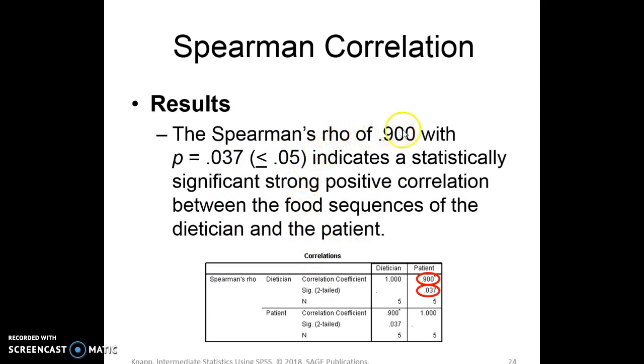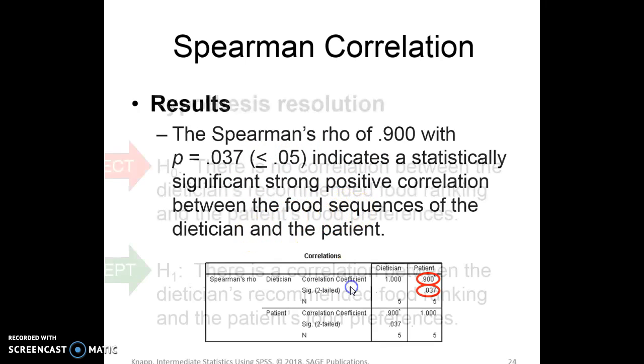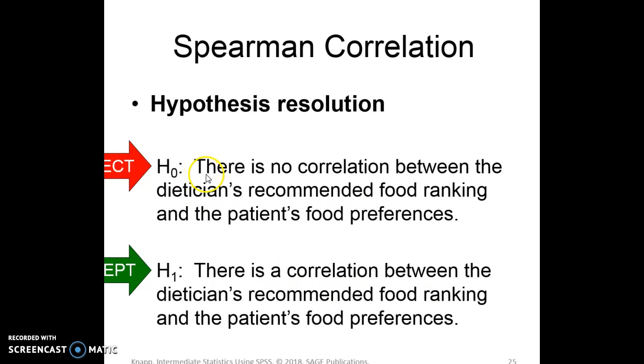The Spearman's rho of 0.9, with a p-value equal to 0.037, is significant at the 0.05 level and indicates a statistically significant strong positive correlation between the food sequences of the dietitian and the patient. So we're going to reject the null hypothesis. We're going to accept the alternative hypothesis.